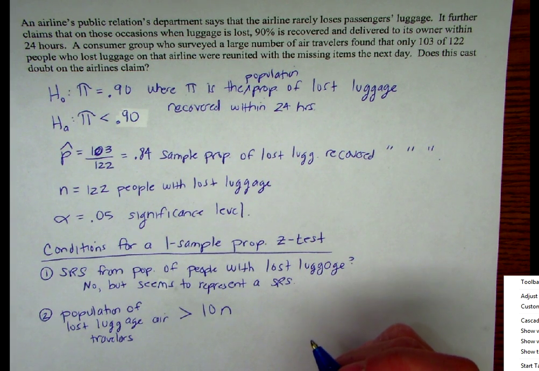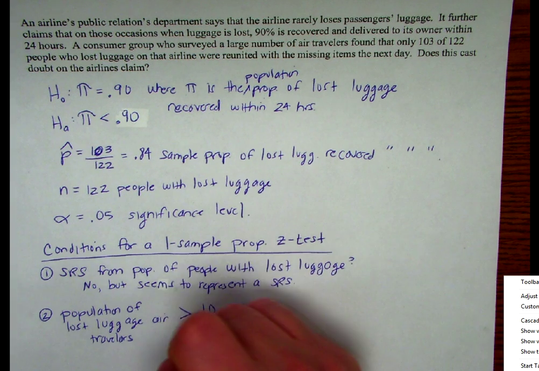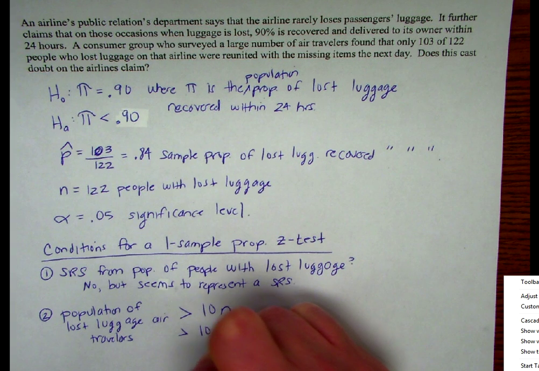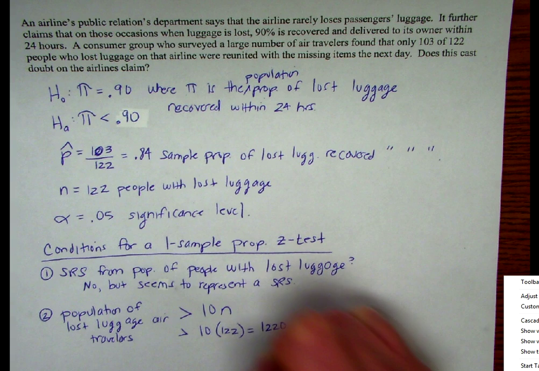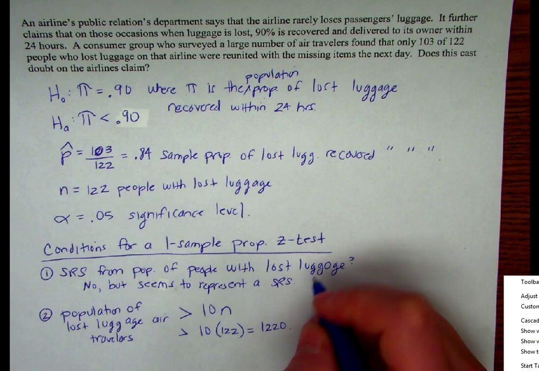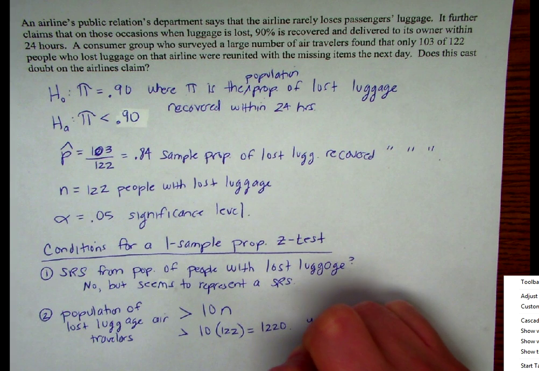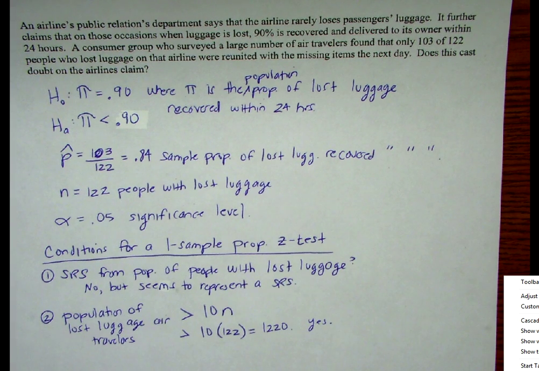So is it greater than 10 times our sample size, which is 122, which is 1,220? And in this situation, I would say yes. I'm sure there are way more than 1,220 people who lost their luggage when traveling. So, we can say yes. You can also say it's assumed.